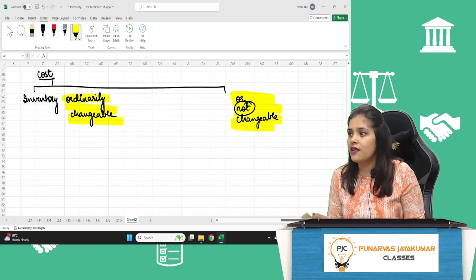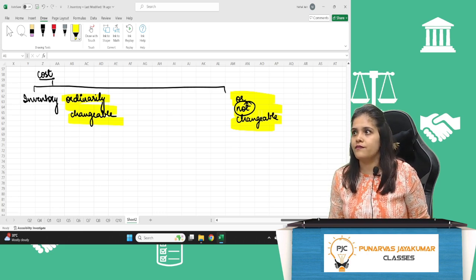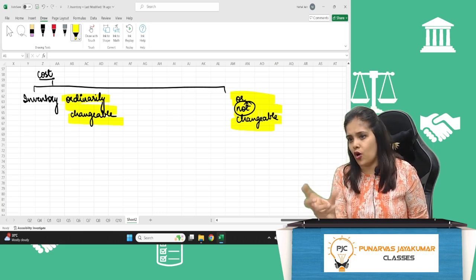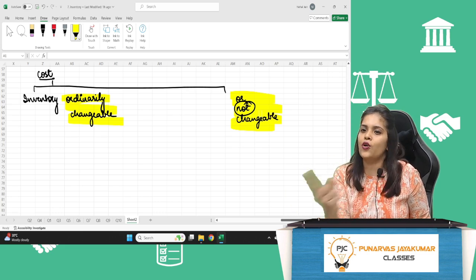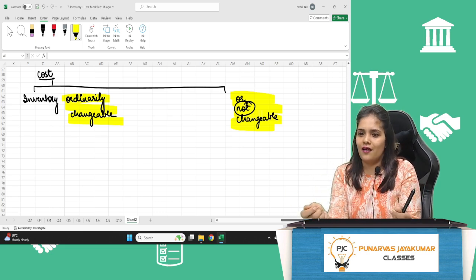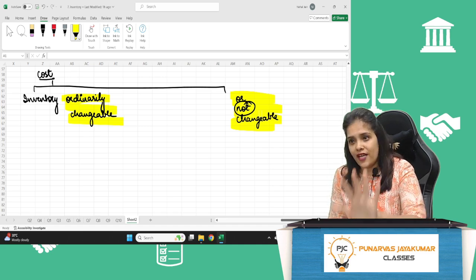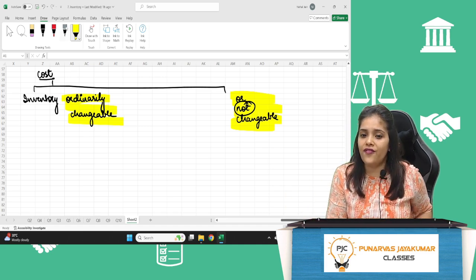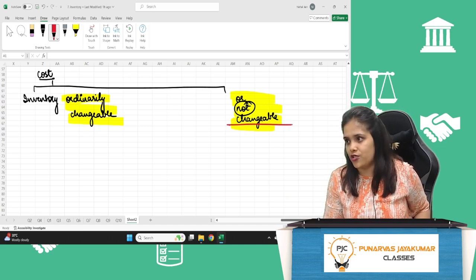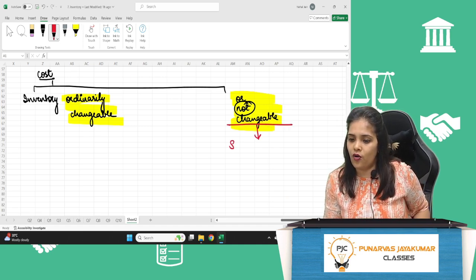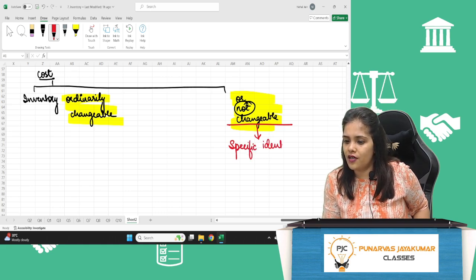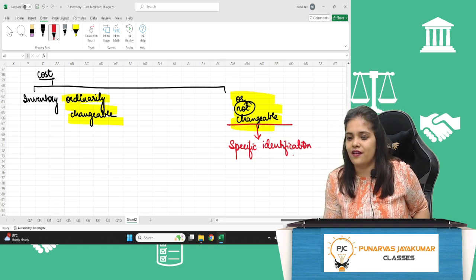Am I clear? Do you understand? You went to buy a chocolate. Whichever you pick, both are Silk only. Does it matter? No. Then this inventory is ordinarily interchangeable. If it is inventory that is ordinarily not interchangeable, then you have to identify the method.